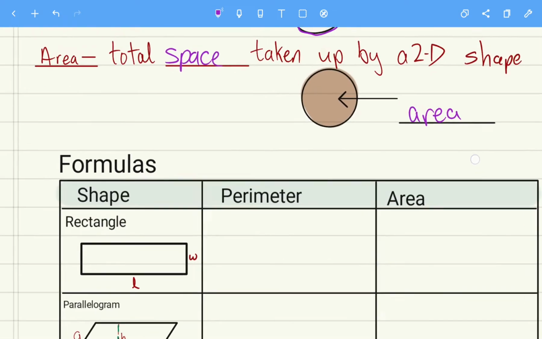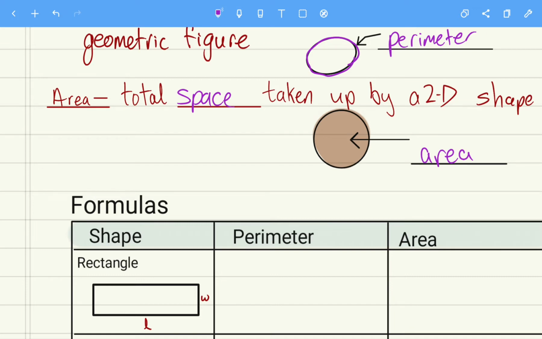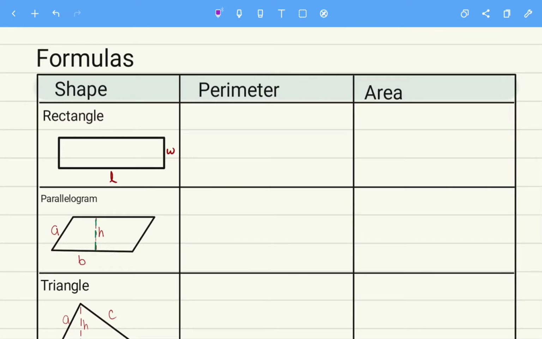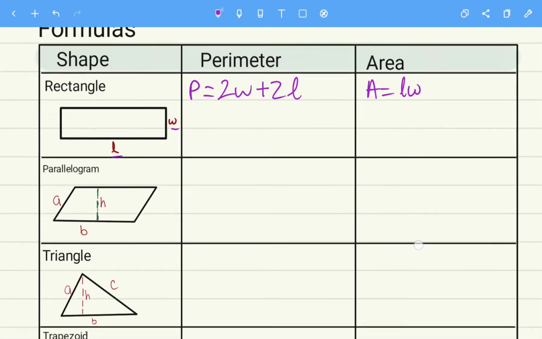Now, let's look at a few formulas that you'll need to solve the problems. So, our first shape that we're going to be looking at is a rectangle. Now, perimeter is the outside. So, with any shape, if you know the lengths of the sides, you could just add them together. For the rectangle, if we know the width and length, we could use the formula 2W plus 2L, or you might see these switched, 2L plus 2W. Area is length times width, multiplied together.